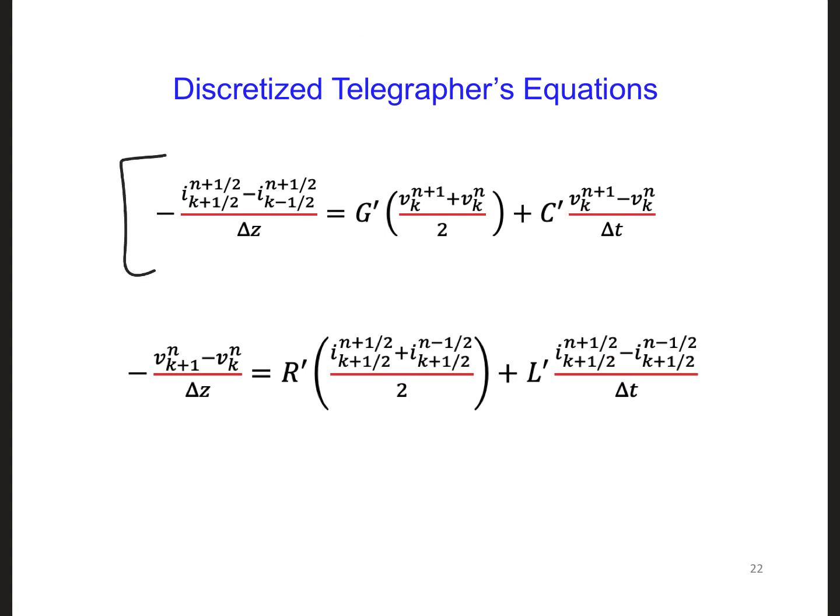So this is the equation we just came up with. And if we went through the same process for the second telegrapher's equation, this is what we would get for the second telegrapher's equation. So here are the two equations that we want to solve.